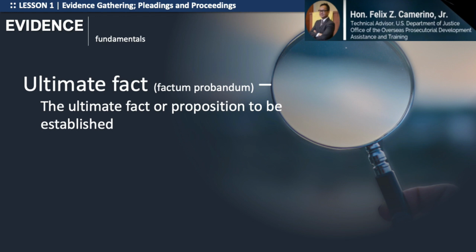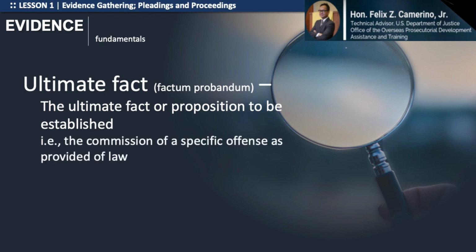So what we're specifically referring to there are the offenses that are committed. For example, when we were talking about the forestry code, we were talking about cutting, gathering, and collecting of timber without a license. So the proposition there is that a person did cut, gather, collect timber without a license. That's the ultimate proposition. That's what you're aiming to prove.